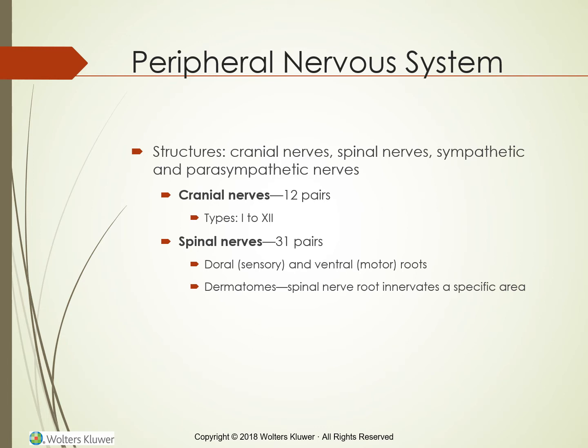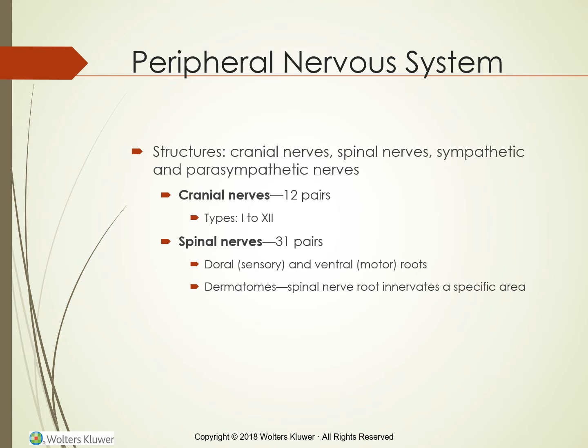Spinal nerves. There are 31 pairs of spinal nerves: 8 cervical, 12 thoracic, 5 lumbar, 5 sacral, and 1 coccygeal. Spinal nerves have 2 roots, dorsal and ventral. Dorsal nerve fibers are sensory and ventral nerve fibers are motor. Peripheral sensory nerve fibers in various areas of the body transmit impulses to the spinal nerves, which transmit impulses up the spinal cord to the brain.